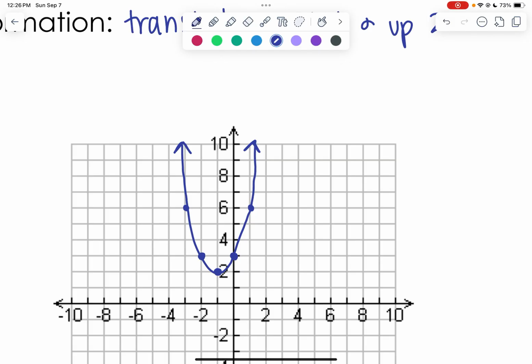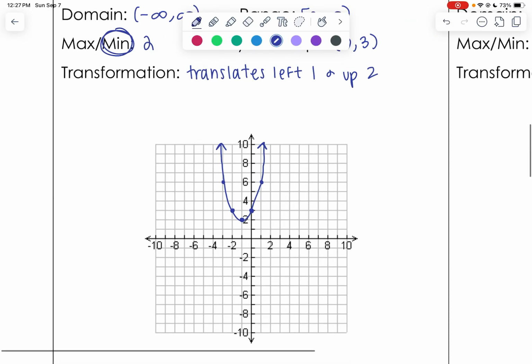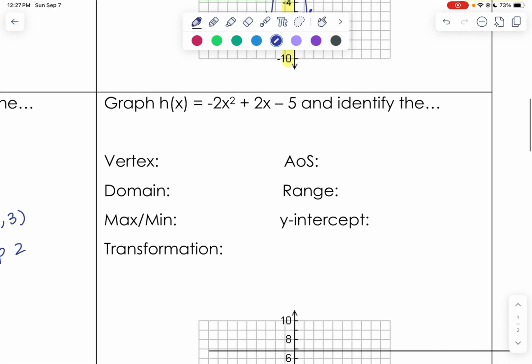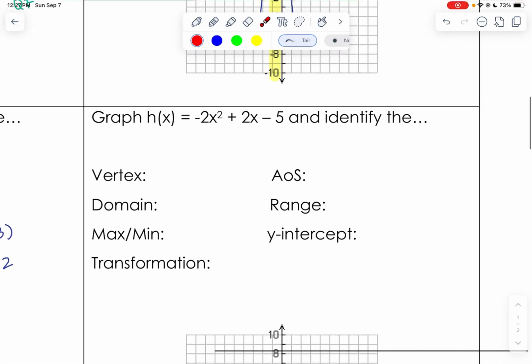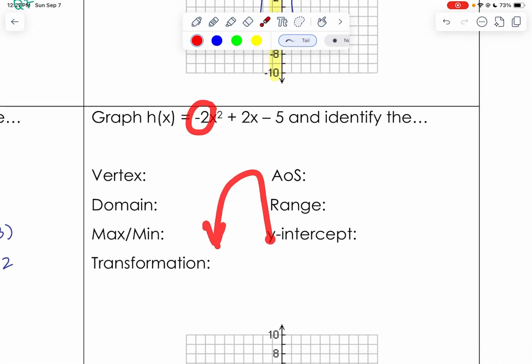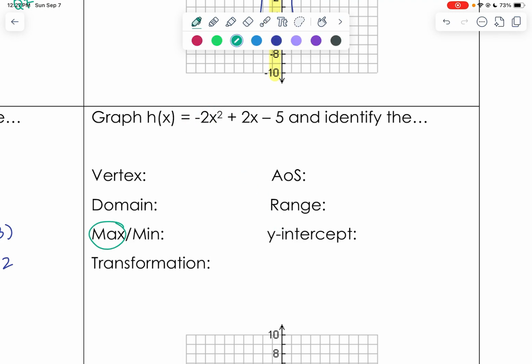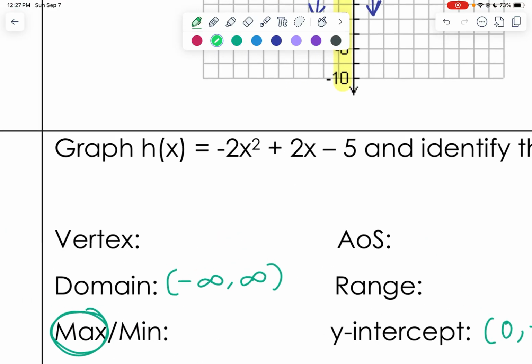So let's take a look at one more. I see that this is a -2, so this is going to be going down, which means I'm going to have a maximum. I know my domain's going to be from -infinity to +infinity, okay? My y-intercept's going to be at 0, -5. And then I'm going to need the vertex for everything else, okay?